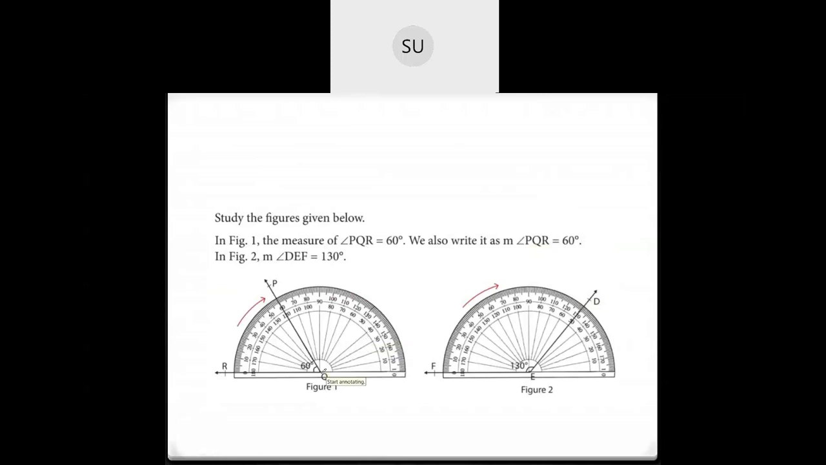The center of the protractor will be at point Q here, and the baseline is on line QR. So you'll start from 0 from the left, and you'll read the outer scale. So PQ is at 60 degrees.